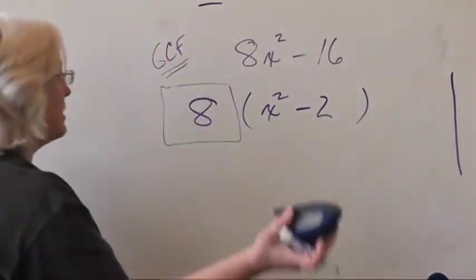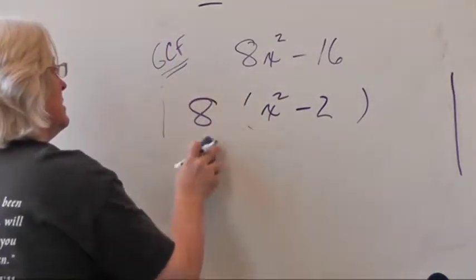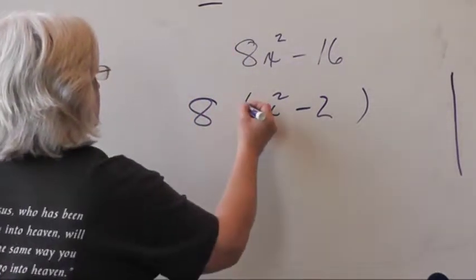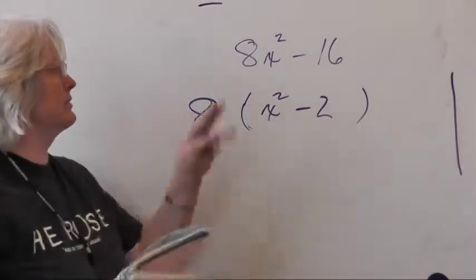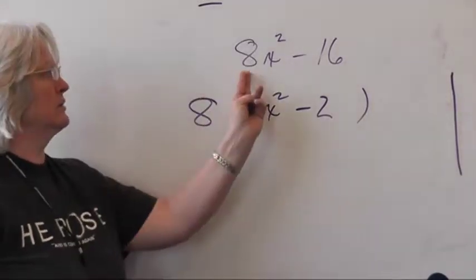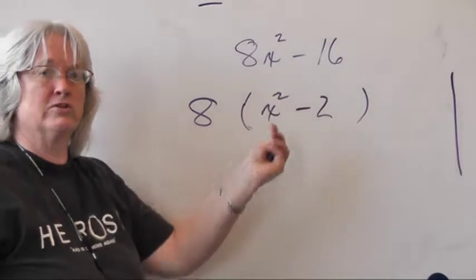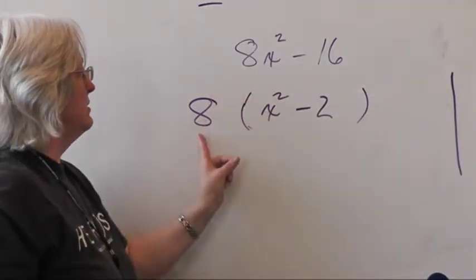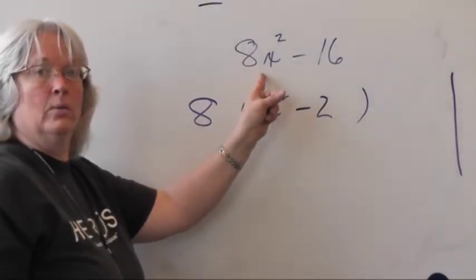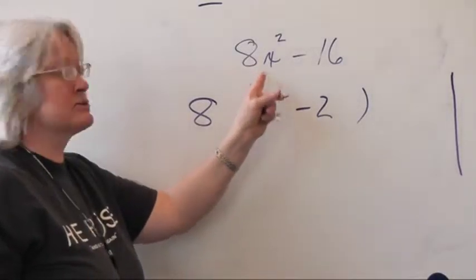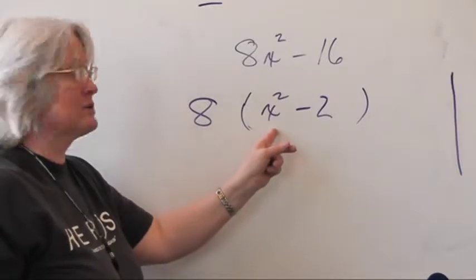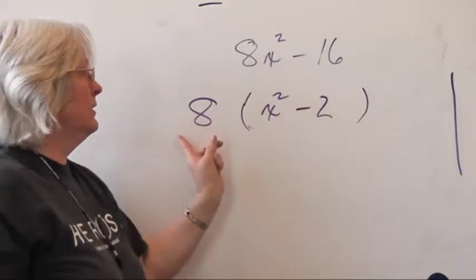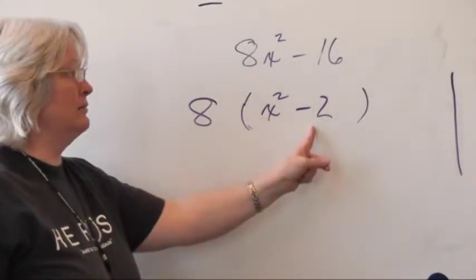I only put this box around here to let you know that what you have outside of your parentheses is the greatest common factor. See how easy that is? You look at these terms, you see the largest factor they have in common, which was an 8. You factor that out. What do you have left when you take a factor of 8 out of 8x squared? You have x squared. What do you have left from a negative 16? When you factor out an 8, you have a negative 2.